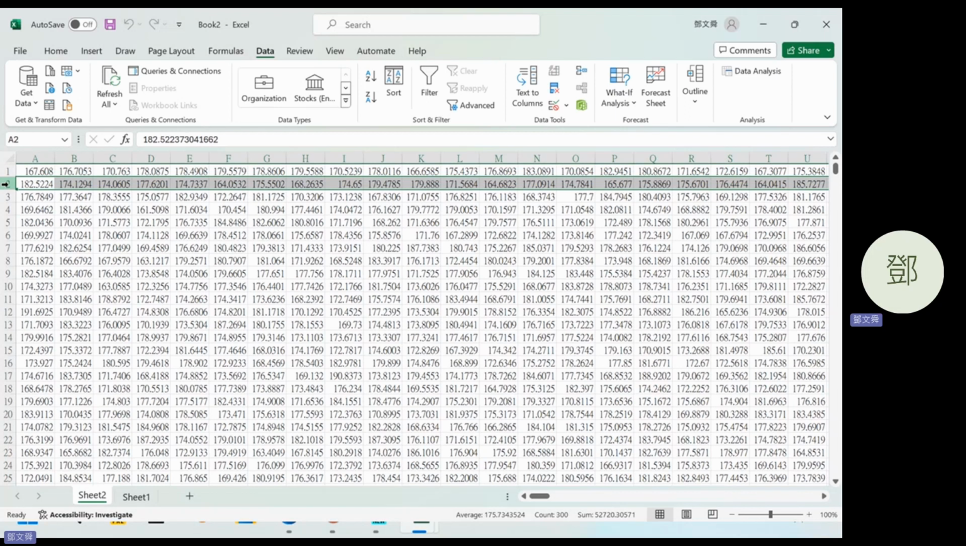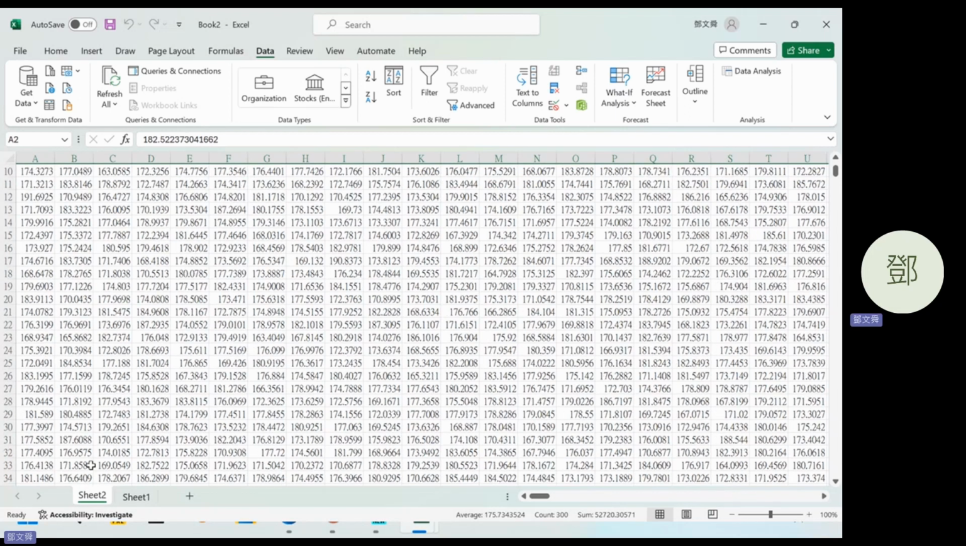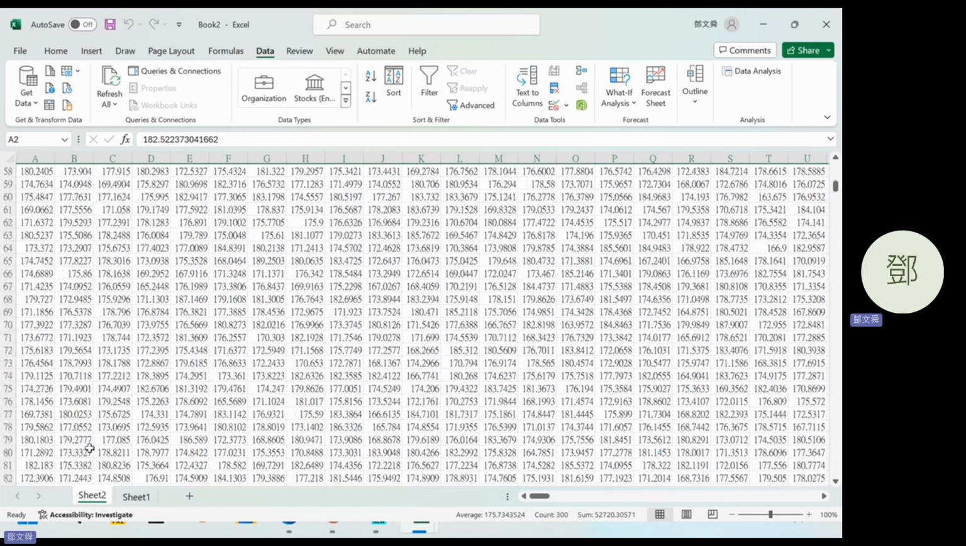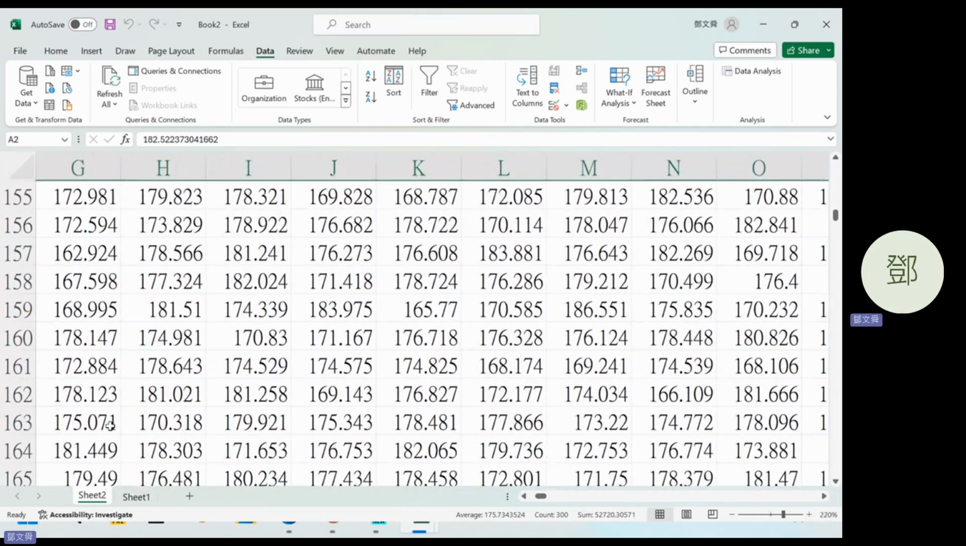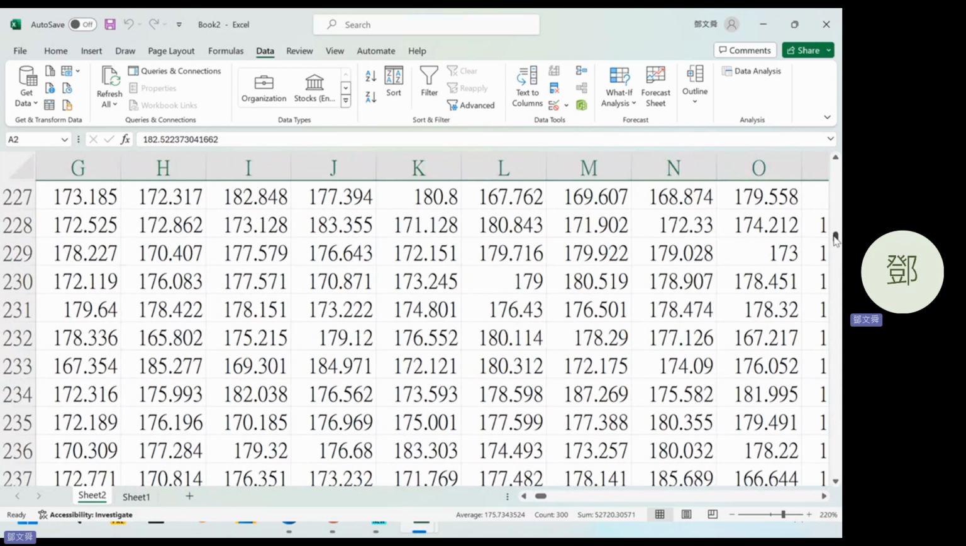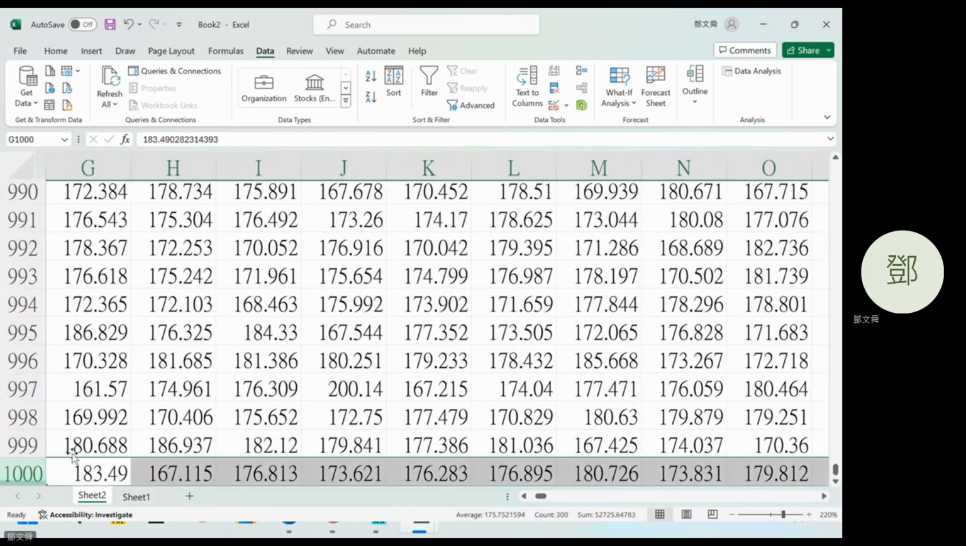x300. How many such samples? We have 1,000 such samples. 1,000, you see that? Each sample has 300 observations. Observation number 1, x1. Observation number 2, x2. And all the way to observation 300, x300. Okay?